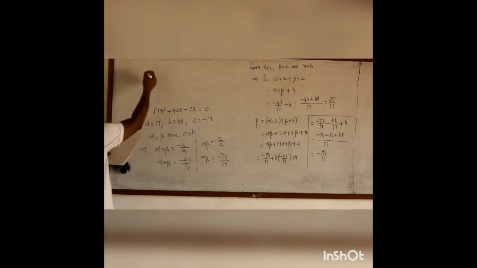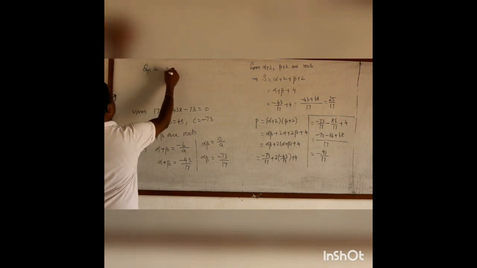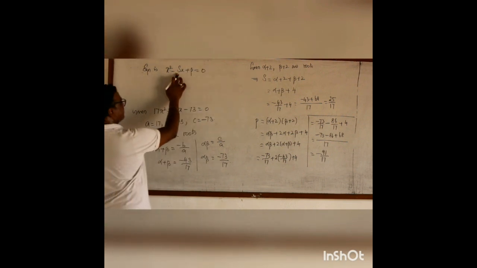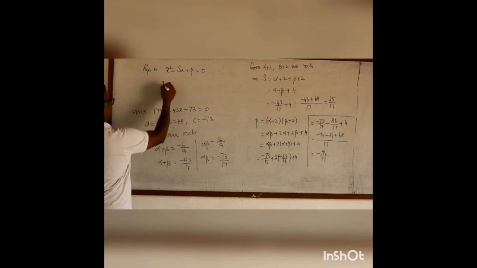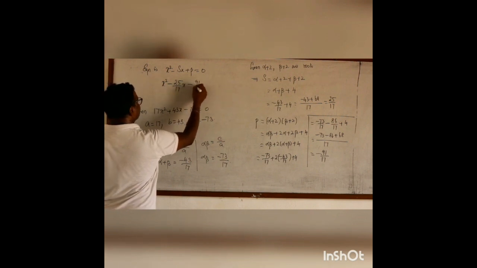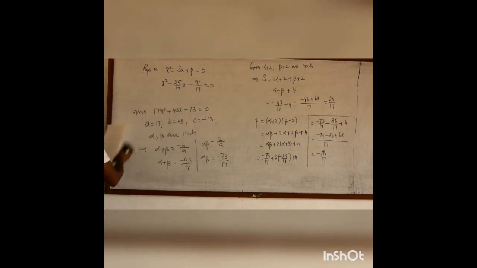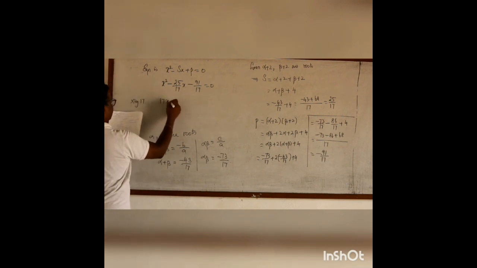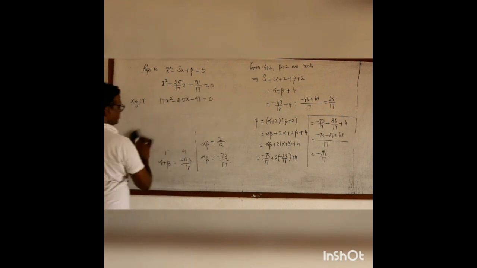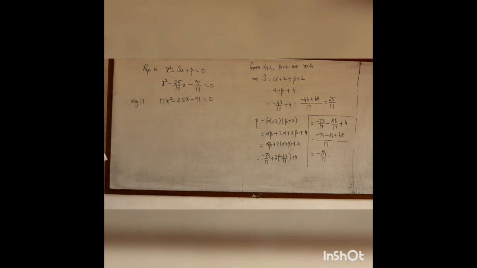Therefore, equation is x square minus sx plus p equal to 0, where s is the sum of the roots and p is the product of the roots. So it is x square minus 25 by 17x minus 91 by 17 equal to 0. And if I multiply by 17, then the equation is 17x square minus 25x minus 91 equal to 0. This is example 3.2.1.